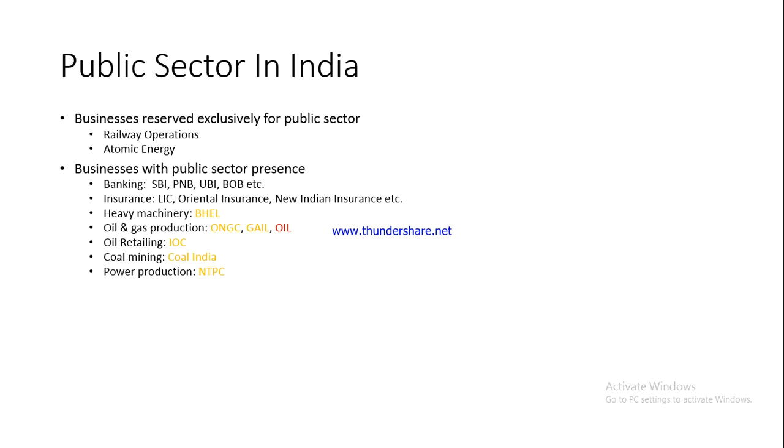Then in power production, we have National Thermal Power Corporation, which initially started with production of thermal power, that is use of coal to generate electricity, but now slowly they are diversifying into greener forms of energy also. Considering the shift happening across the world to greener forms of energy, they are also setting up solar energy based power plants and wind based power plants. Then in steel production, we have Steel Authority of India Limited, which is the public sector behemoth in India, and then we have Rashtriya Ispat Nigam Limited.